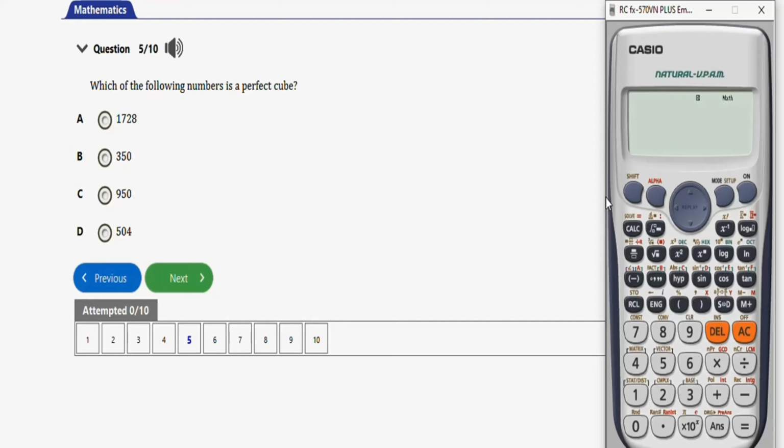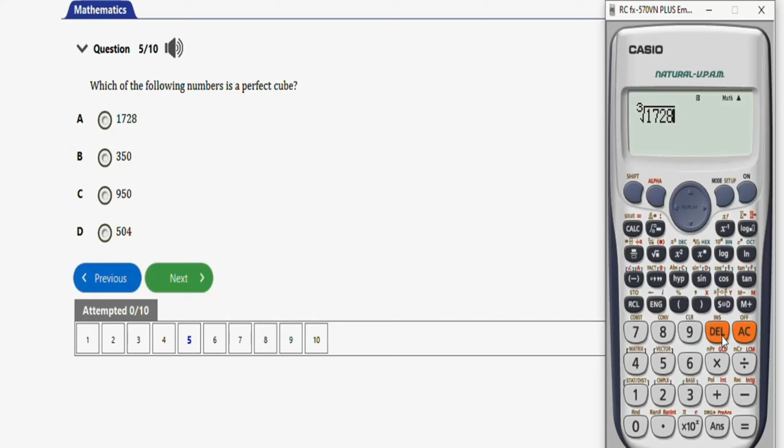We are looking for an output that is not a value that has decimal points or is in fraction form. To bring out the cube root, press shift and this button. So the cube root of 1728 is a perfect cube, basically. Let's take it: 12. Okay, so this shows us that option A is the right answer.